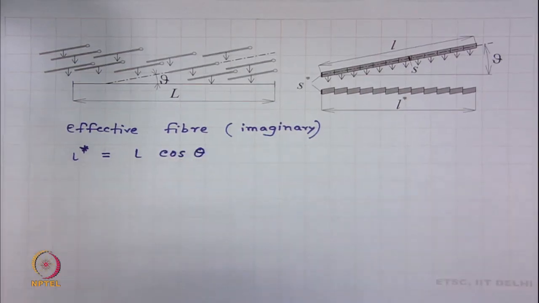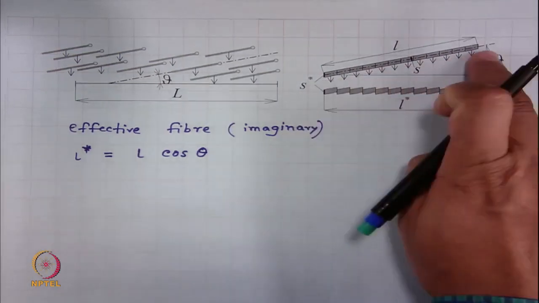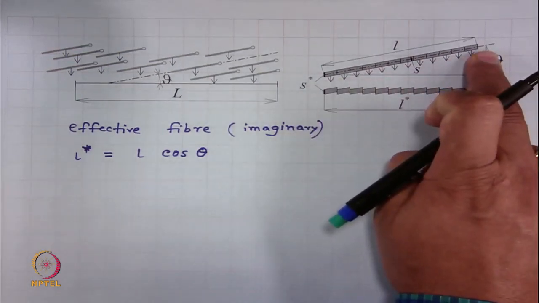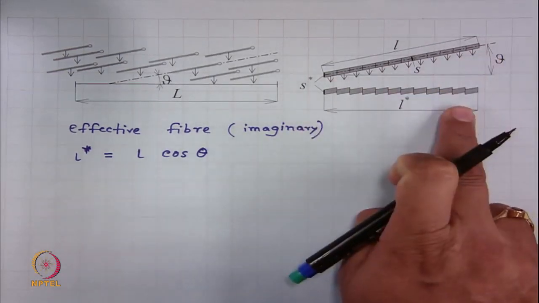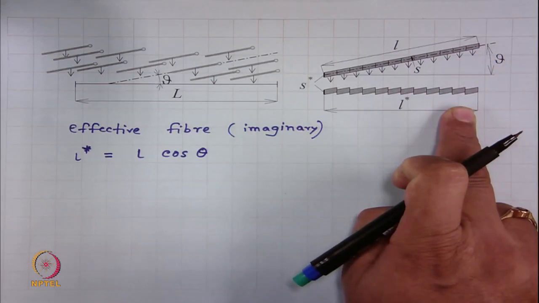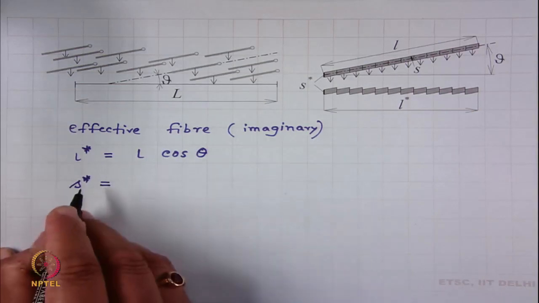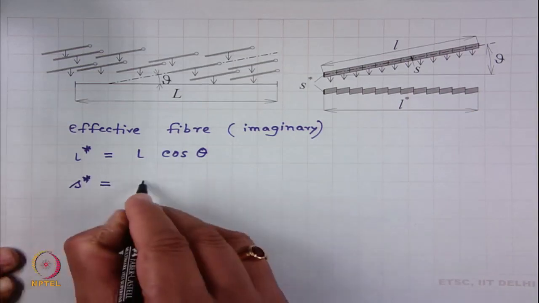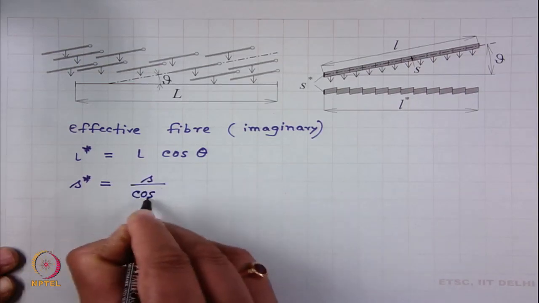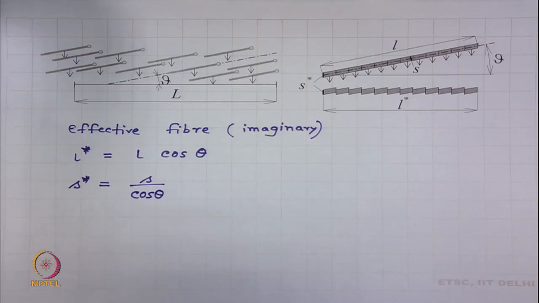Into cos theta, right? This oblique fiber has a cross sectional area S. This effective fiber has a sectional area S star. We refer to our module 1 where we defined and derived this relation. What is the relation between cross sectional area of a fiber and sectional area of a fiber which is inclined at an angle theta? So, this relationship we derived in module 1.